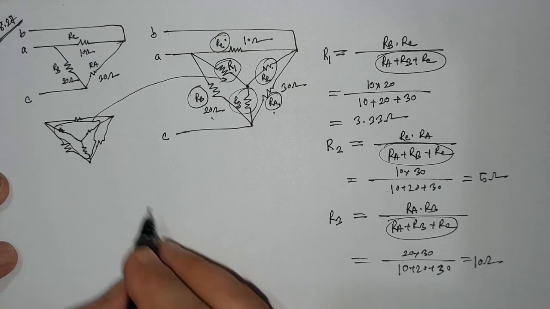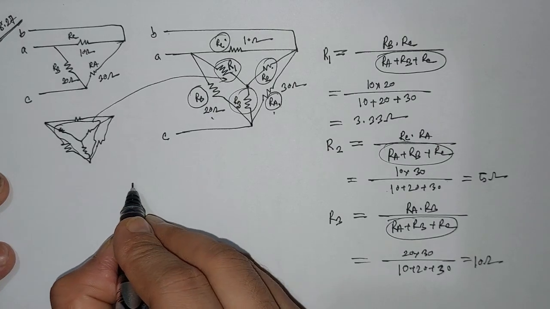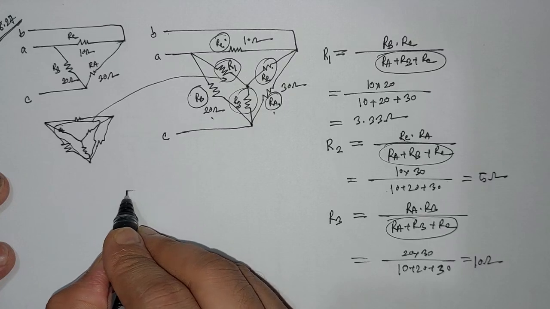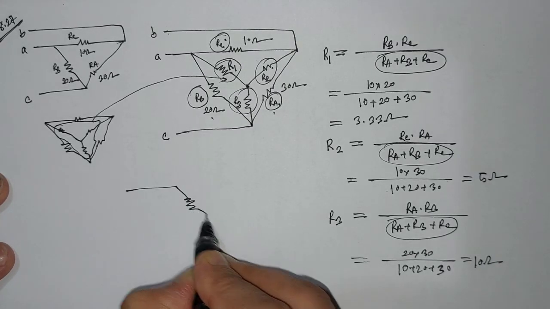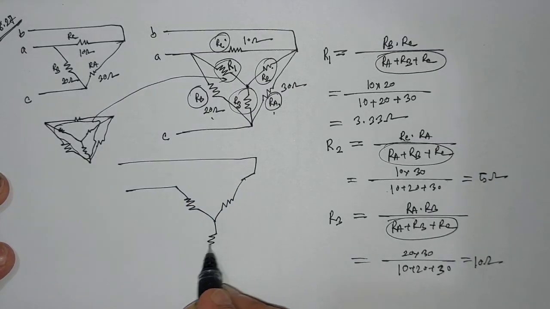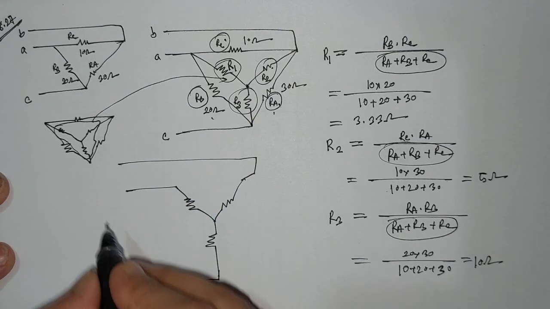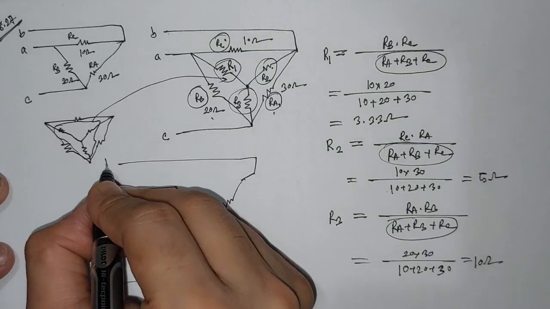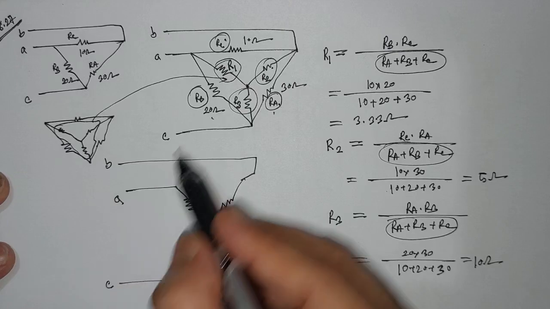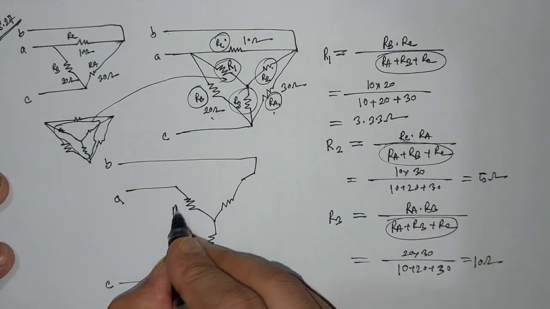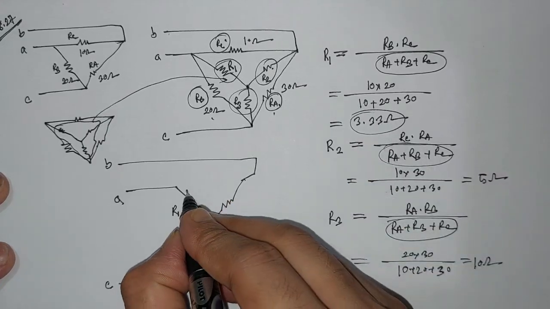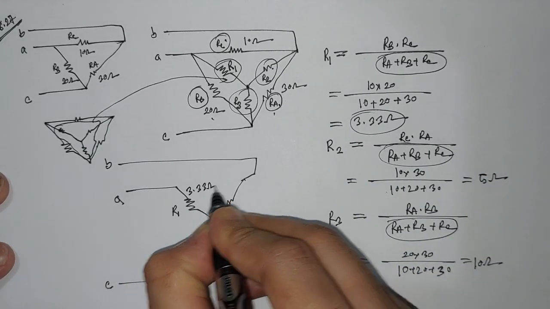Now let us draw the equivalent Y circuit, removing this existing delta. The Y circuit will look like so. This is terminal A, this is terminal B, this is terminal C. With terminal A, the resistance will be R1, with a value of 3.33 ohm.